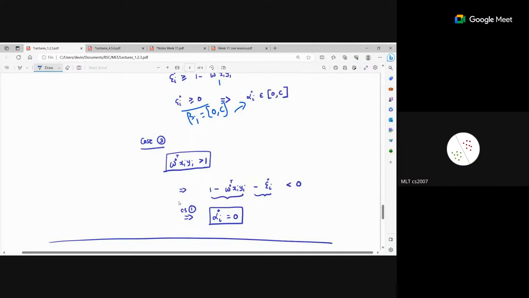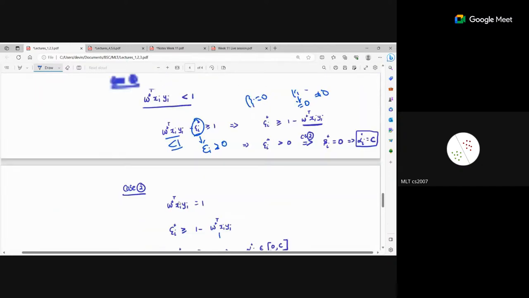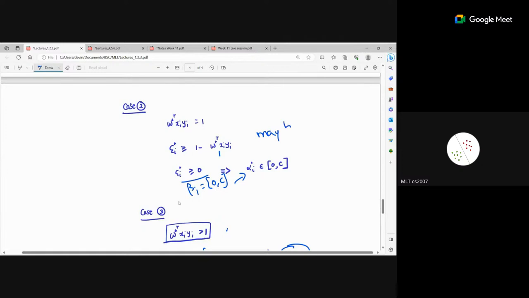The last scenario is W star transpose X_i y_i greater than 1. In this scenario, since this is greater than 1 and psi is always greater than or equal to 0, this overall expression will always be less than 0. By the complementary slackness condition, alpha multiplied by this has to be equal to 0. Since this is not equal to 0, alpha has to be 0. When alpha is 0, beta has to be equal to C, which means psi has to be equal to 0. So you won't be paying your bribe here. In the earlier case, you will definitely be paying the bribe, and in the historical case, you may be paying, right?